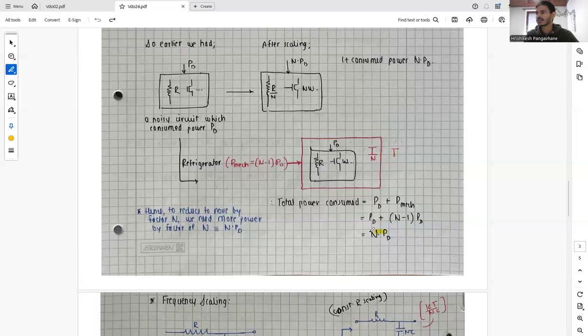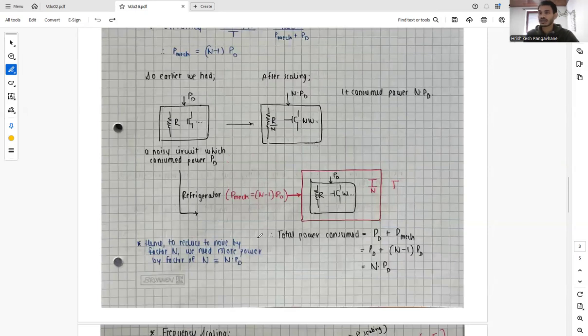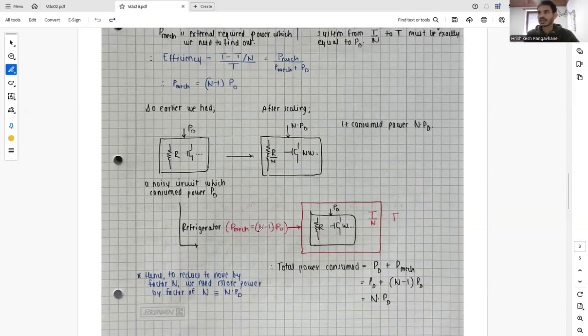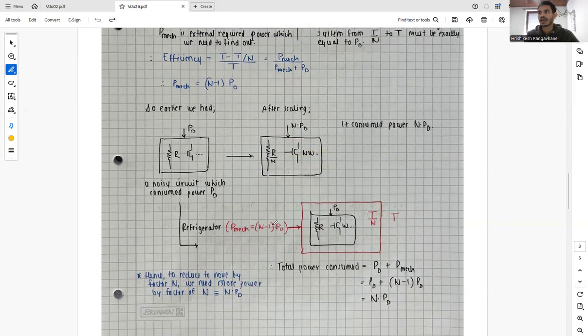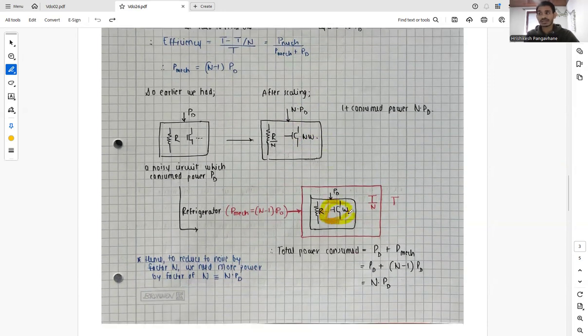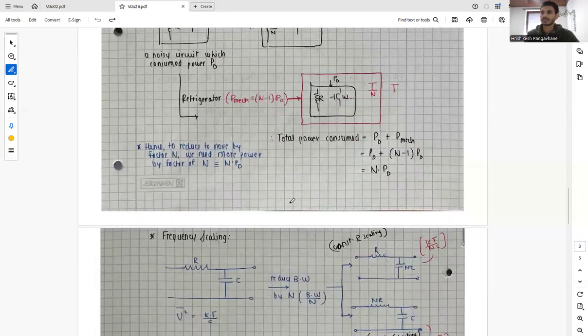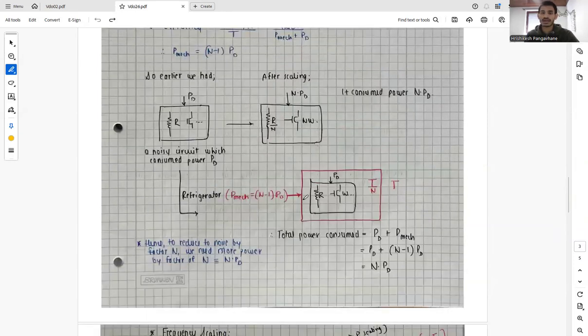And from this, the total power consumed is again N times PD, and this does not violate the law of energy. While scaling we required a power of n times PD, but we had noise as well. At this point the noise is reduced as temperature is reduced, and at the same time it is driving the same amount of power. So this is something we can prove theoretically, and hence to reduce the noise by a factor of n, we need more power by a factor of n.